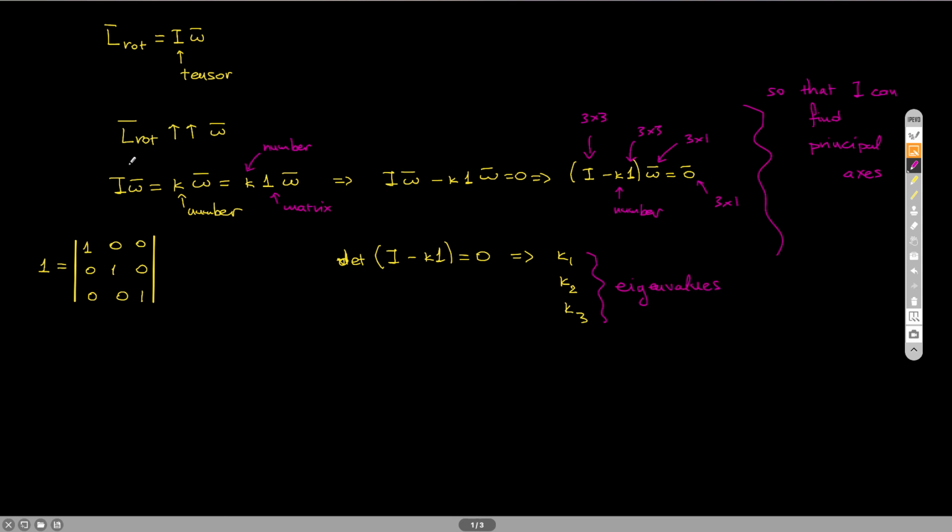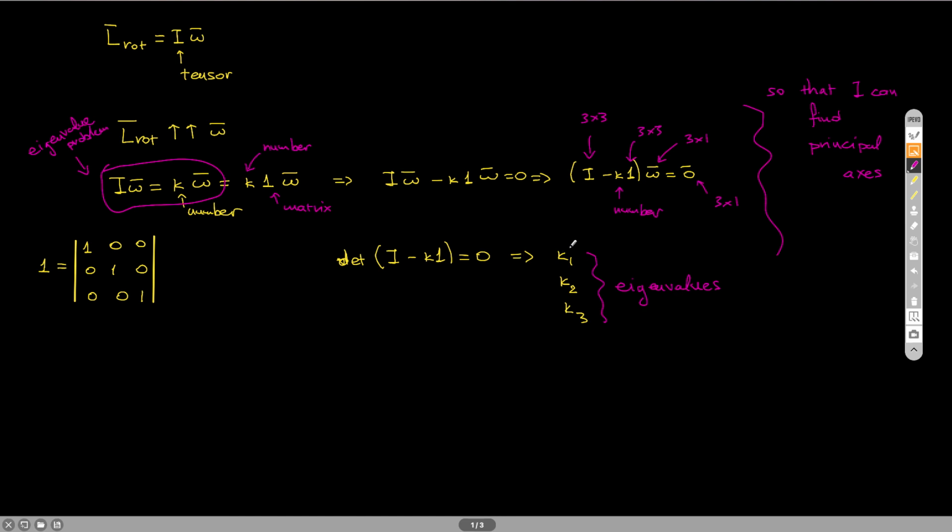When you see something like this, a matrix times a vector equals a number times the vector, this is what we call an eigenvalue problem, an eigenvalue equation. And when you find the 3 numbers that correspond to this k, the 3 numbers for which this equation is true, we call these 3 numbers the eigenvalues.